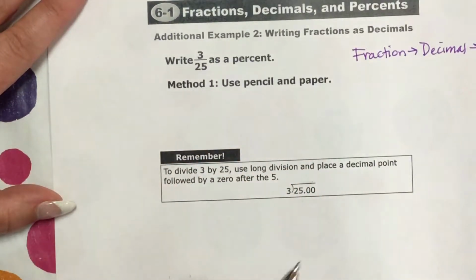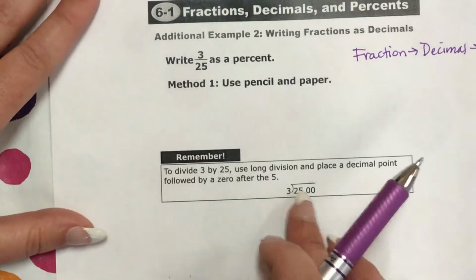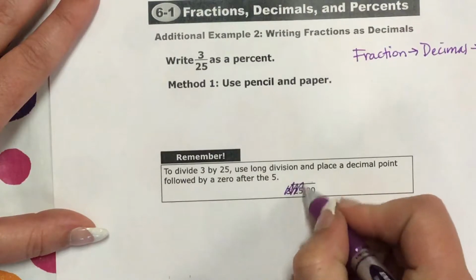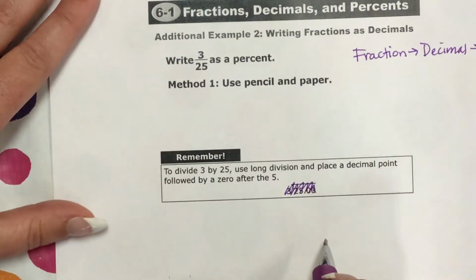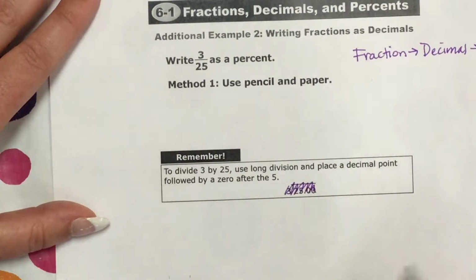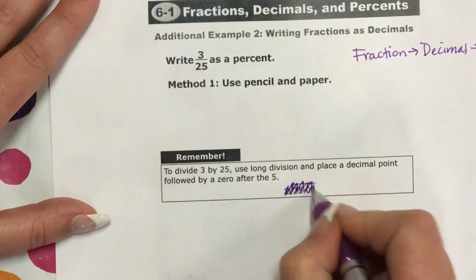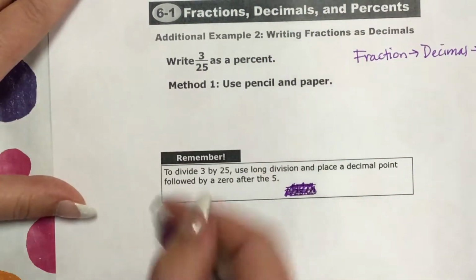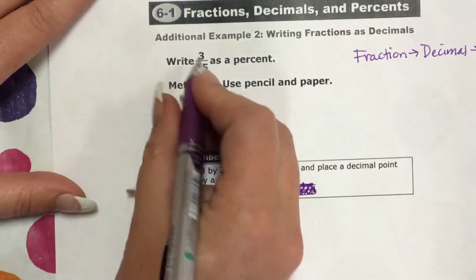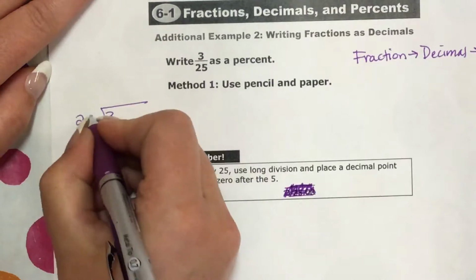3 divided by 25. So this isn't right. Don't look at that. That's incorrect. They messed up on that. Okay, that's unfortunate. So don't look at that. That's wrong. Okay, so let's go for it right here. 3 is divided by 25.